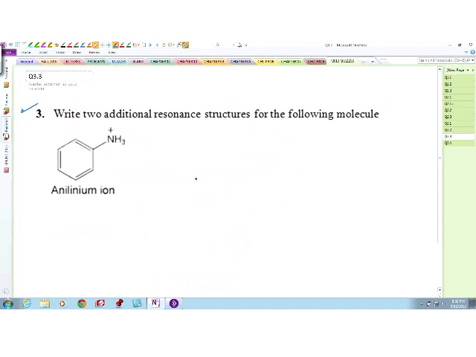Okay, Akira, go ahead. Can you read this for us? Write 2 additional resonance structures for the following molecules. Okay, thank you. To make things easy for you, since you guys are going to do this, let me number the carbon atoms. Let's say this is 1, this is 2, 3, 4 is here, 5, and 6 is here. Okay, let's draw the first resonance structure.